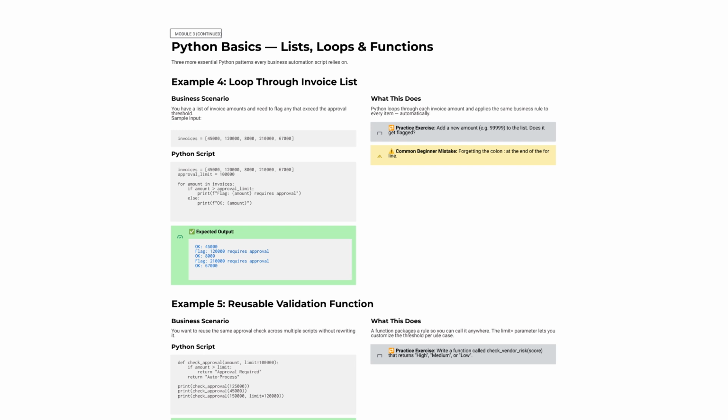Finally, we use a dictionary for vendor lookup. A dictionary stores key value pairs. For example, vendor ID V002 maps to global logistics. This is useful whenever you need to translate codes into business-friendly names. These 3 patterns, loops, functions, and dictionaries, appear constantly in business automation.